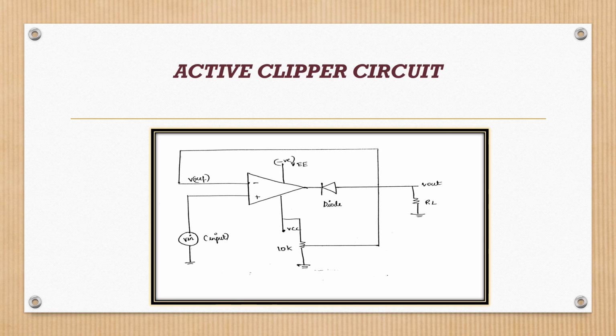Here I apply my input to the positive side and I am connecting the negative feedback. I am getting my output through the resistance RL, Vout. Here I apply my reference voltage as a positive reference voltage. You can also take your reference voltage as a negative reference voltage.